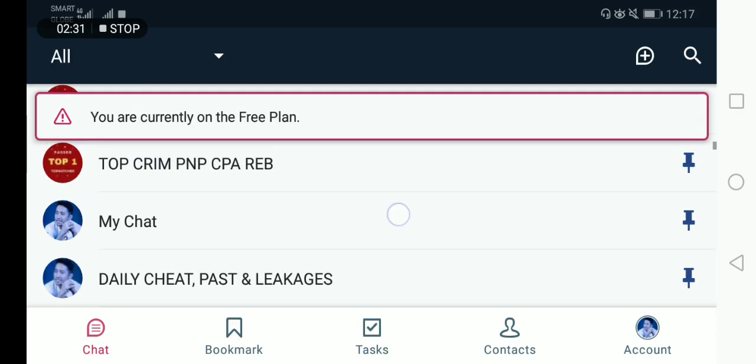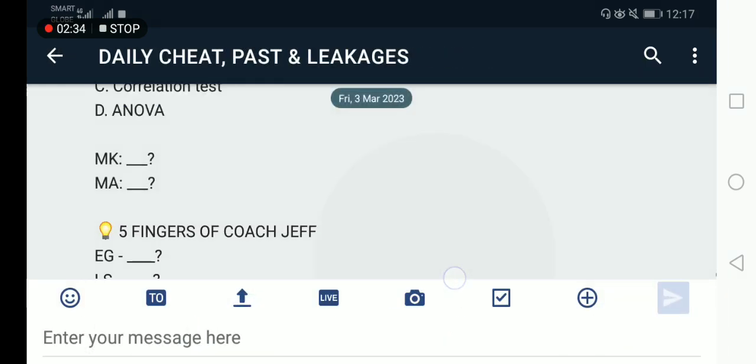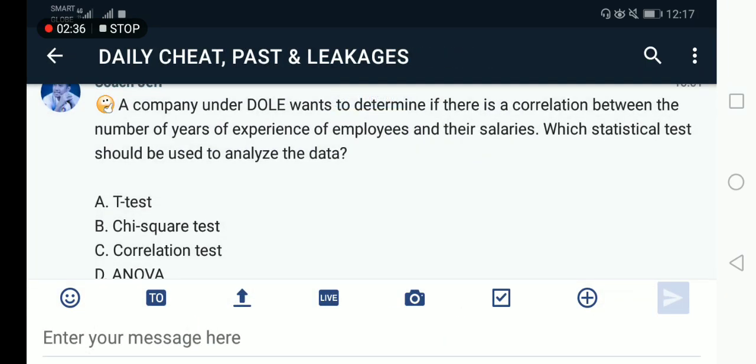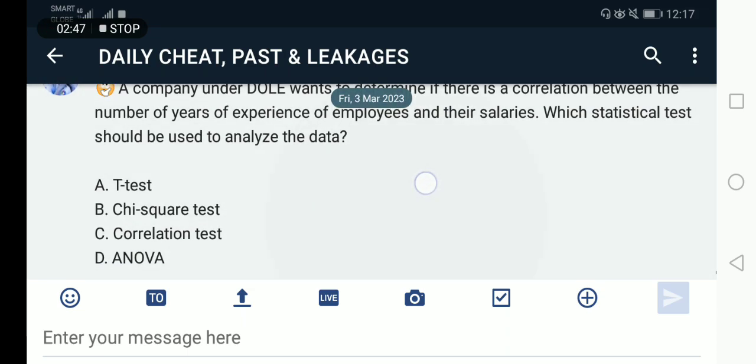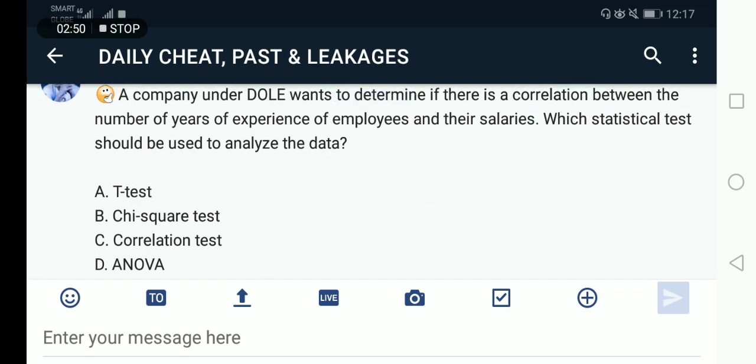Okay? Let's go back to the question. Top ones, you have the correlation, the number of years of experience of employees and their salaries. So the question is, which statistical test should be used to analyze the data? Medyo marami kasi number of years of experience of employees and their salaries. The correct answer is, very good, letter C, correlation test. Bakit correlation test? It talks about the strength of the variables. You have the number of years of experience of employees and their salaries.